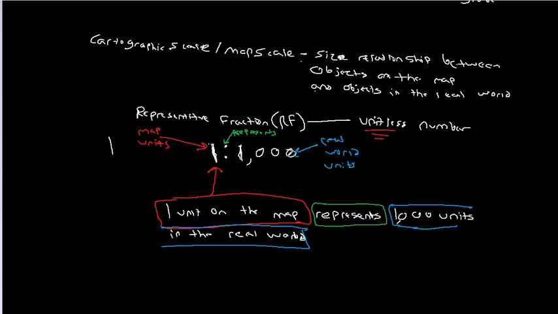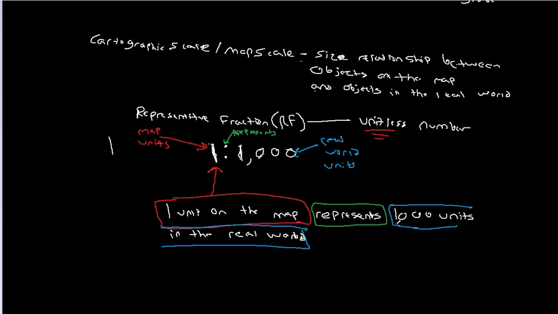If our map was big enough that we could measure feet, if we could put a ruler on the map and measure something in feet, right? 1 foot on the map would represent 1,000 feet in the real world. Typically, maps aren't that big, so you're typically dealing with inches and centimeters. But again, right, it doesn't matter, right? This is a unitless number.